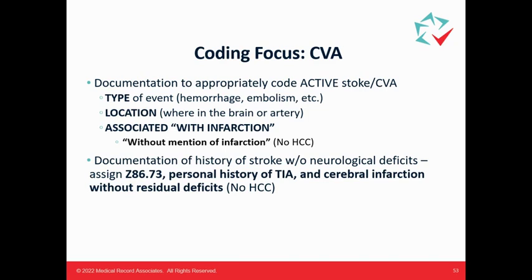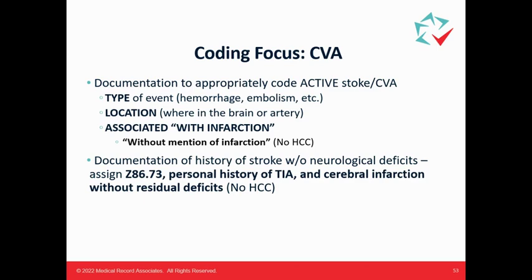Okay, when you do code an active stroke or CVA, it is important to code it appropriately. Code it to the type of event, whether it was hemorrhagic, embolic, where exactly it occurred, if it's with an infarction or without. Those all make a big deal, and it needs to be quality coding, so it's important to capture those.